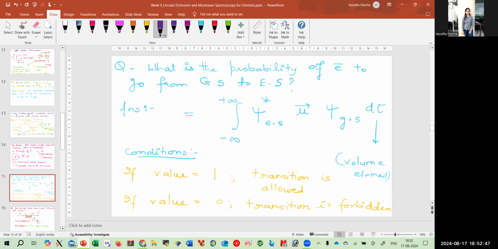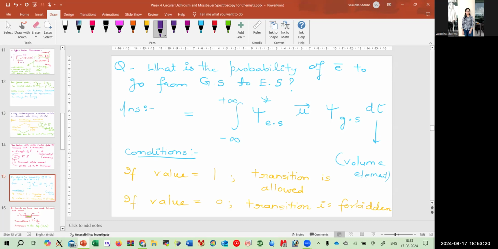Now, what is the probability of the electron to go from ground state to the excited state on getting radiated? The probability is given by this following equation, where we have the psi star wave function of electron excited state multiplied by transient dipole moment and wave function of ground state into d tau value, which is the volume element. So the conditions are, if the total value of this probability is 1, then the transition is allowed. If it is 0, then it is forbidden.